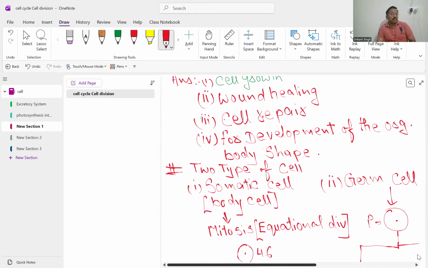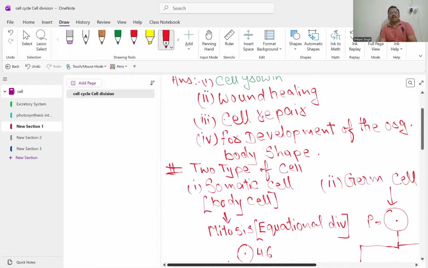And there are two types of cells. One is somatic cells and the second is germ cells. Somatic cells are the body cells. In these cells, the mitotic cell cycle always occurs, beta. Mitosis is also called equational division. Why is it called equational division? Because the parent cell has chromosome number 46, and after division the daughter cells also have the same chromosome number, 46 and 46.